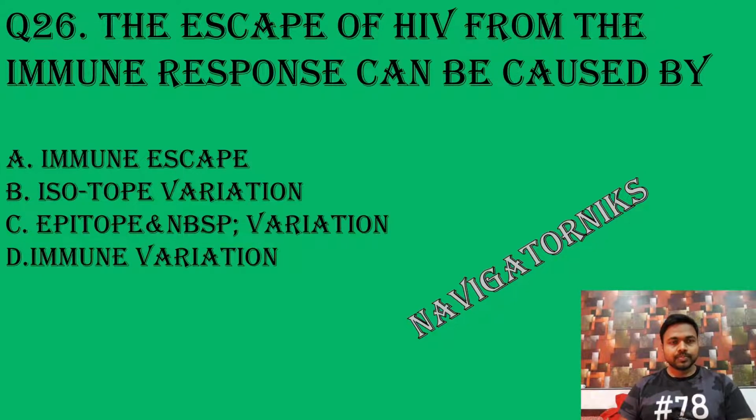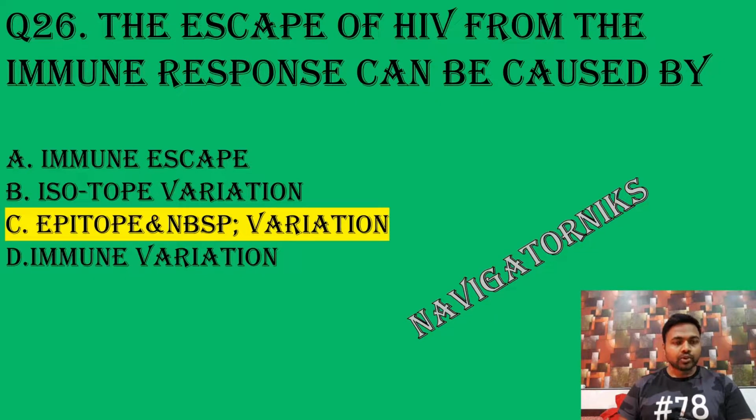Number 26. The escape of HIV from the immune response can be caused by option A, immune escape. B, isotope variation. C, epitope variation. D, immune variation. And the correct option is option C, epitope variation.